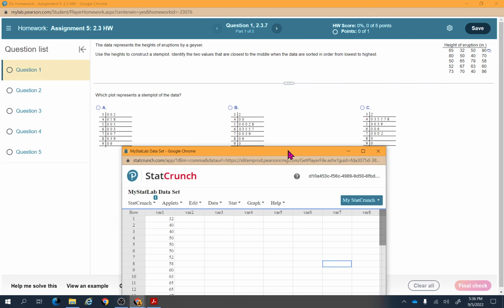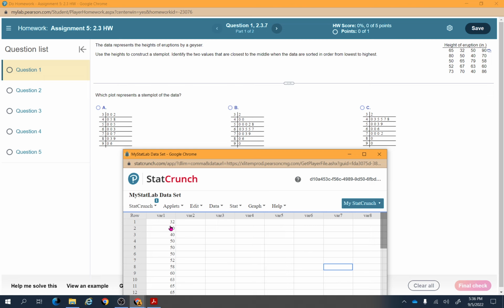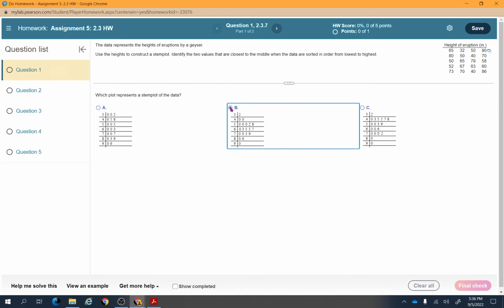So just compare your value in one of these. 3 2 3 0 means 30, 30, 32, but that's not right. 32, 32. So the first one is right for both of them, B and C. Let's go to the second one. 4 0 4 0. So 4 0 0. This is the only one, 4 0 0. So this one is the right one.